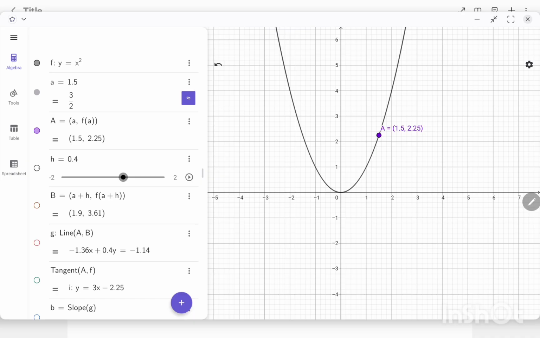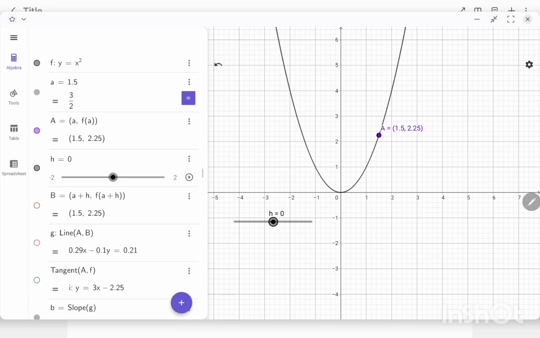Let me take a value h. Here h is our limit value, which is going to approach 0. I have made h move from left as well as right. My right limit I have kept as 2, and the left limit I have kept as minus 2. So from the left it approaches 0, and from the right also it approaches 0.